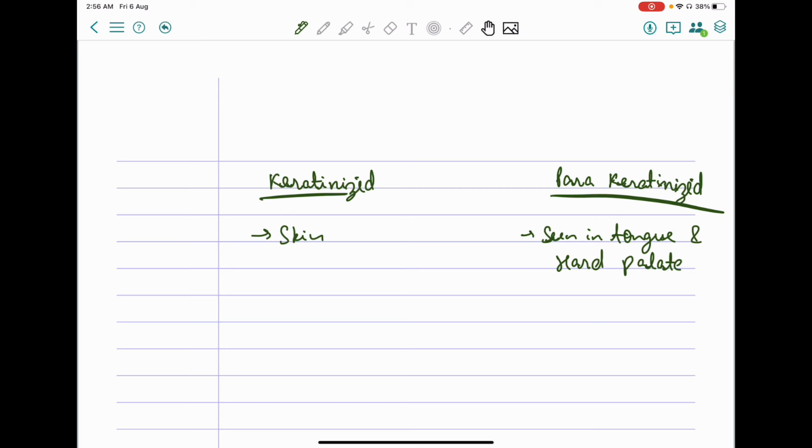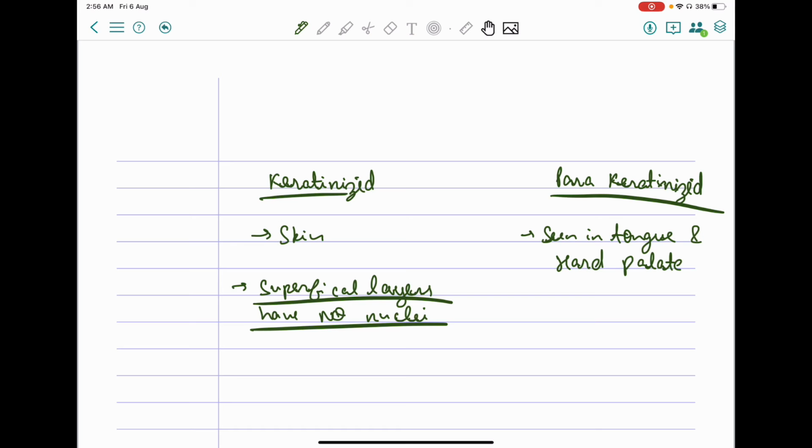So, what is the difference? I told you in the previous lecture that in keratinized, the superficial layer has no nuclei. And in parakeratinized, the superficial layer has nuclei. Simple.